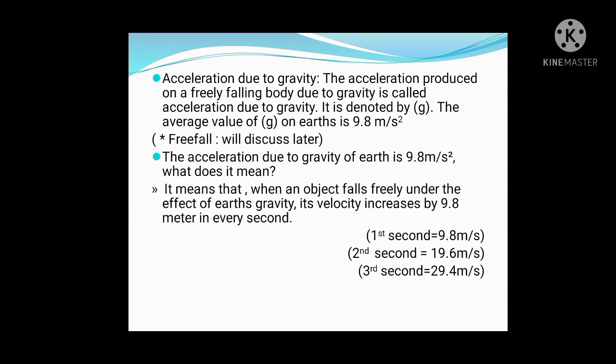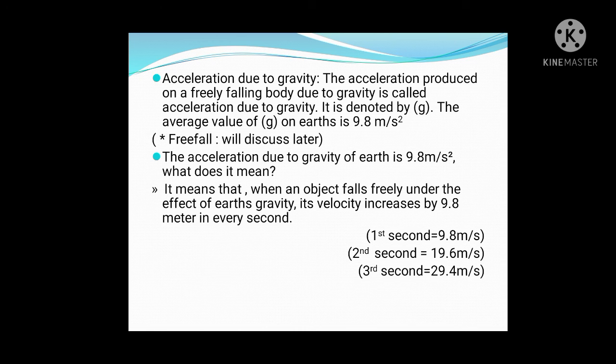So why have I written here the average value of g? It is because the value of acceleration due to gravity is different at different places of earth. For example, at poles it is 9.83 meter per second square, and in the equatorial region it is 9.78 meter per second square. And the value 9.8 meter per second square that we use is the average value of g throughout the earth. We'll discuss this topic in detail later on.